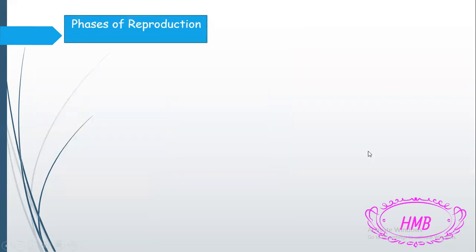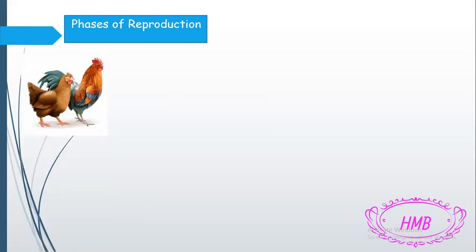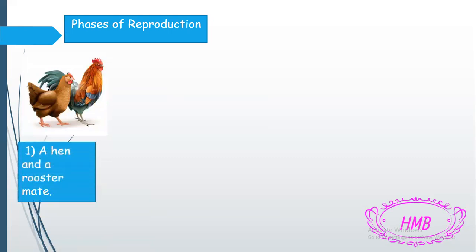Let's continue now. Phases of reproduction. We studied the eggs that are laid by birds in general, whether they are chickens or just birds. Now we are going to study how birds reproduce. At the beginning of the video, we said that birds reproduce sexually. So sexually means they need the presence of both a male and a female.